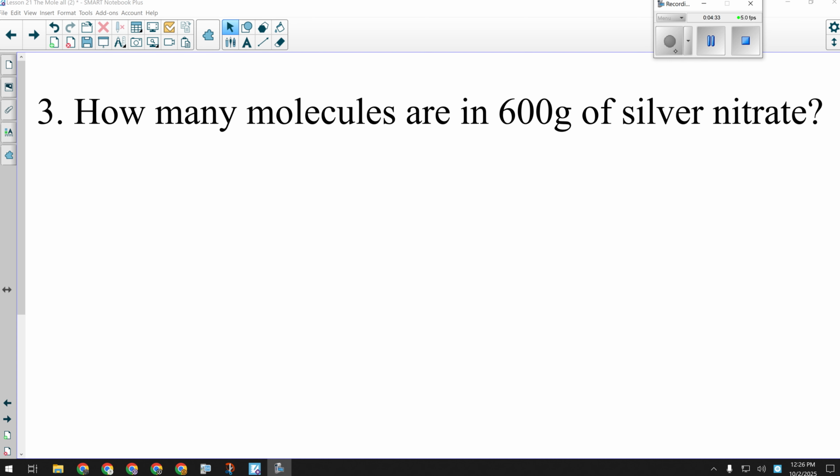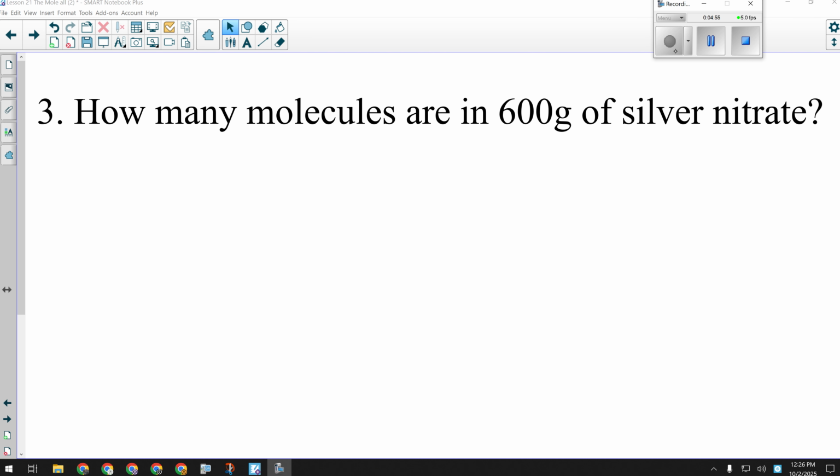So in a type 3 question, you're going to be asked to calculate the number of molecules in a given mass of a sample. And as we said just a minute ago, when you're calculating number of molecules, that is going to be a really big number.